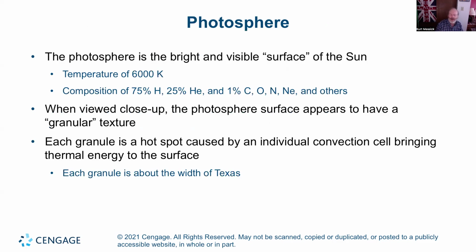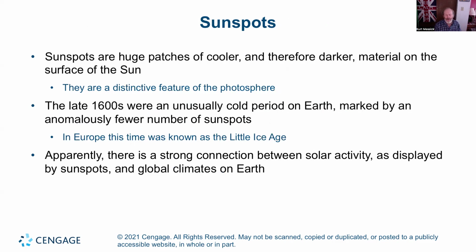The sun's structure has a photosphere. That's what you see when you're looking directly at the sun. Don't look directly at the sun. But it's about 6,000 degrees Celsius, about 6,000 Kelvin, more or less, a couple hundred degrees here and there. 75% hydrogen, 25% helium, with a trace amount of other types of elements that are in there.